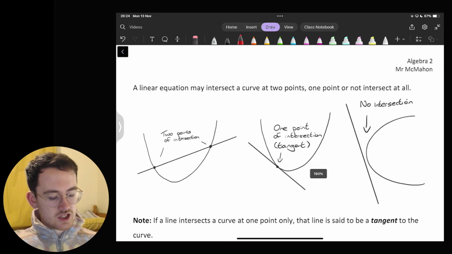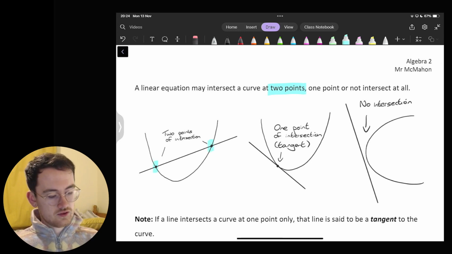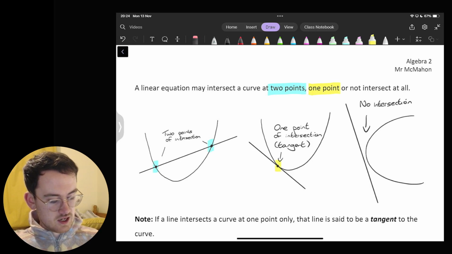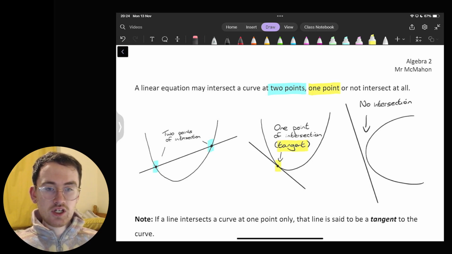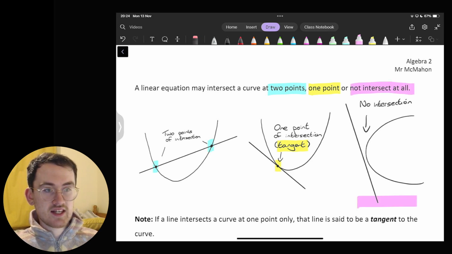And a linear equation can intersect either at 2 points, like we have here, so 2 points of intersection, so it crosses over the curve completely. It could intersect at 1 point, which would be like this point here, and we call that a tangent point. So a tangent is just where a line touches a curve just at 1 point. Or it may not intersect at all. So for example, in this one on the left hand side here, we can see that there's actually no point of intersection between that curve and that line.